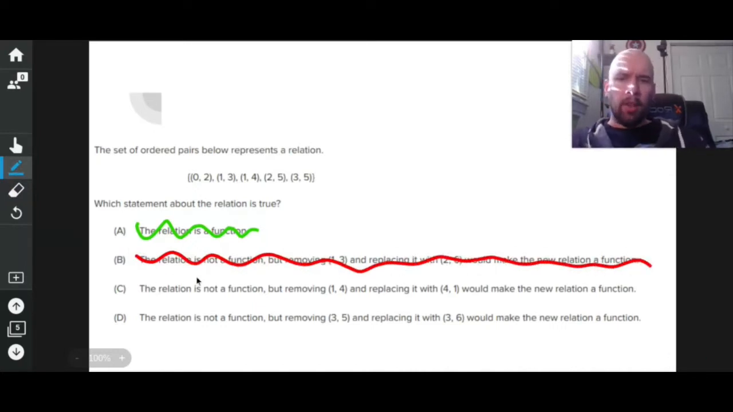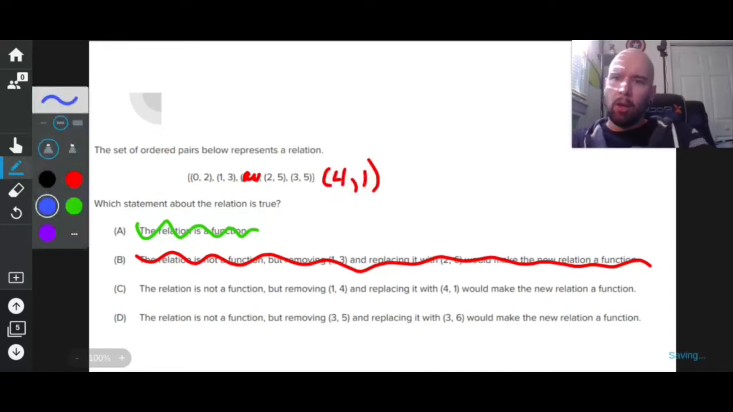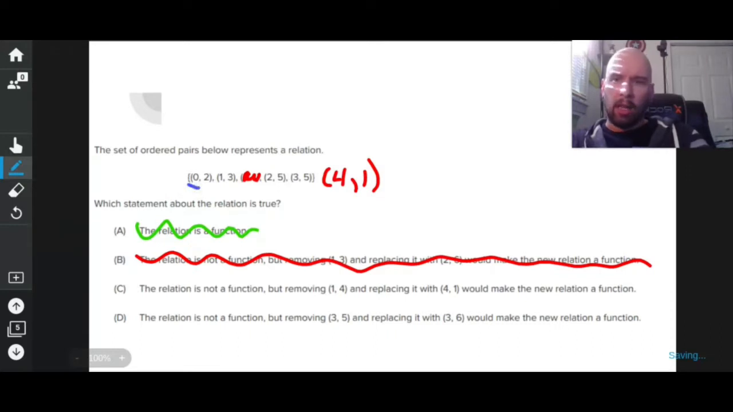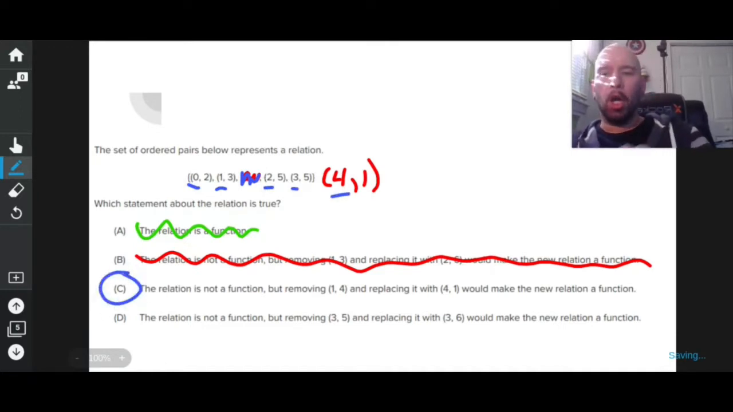The relation is not a function, but removing (1, 4) and replacing it with (4, 1) would make it a function. Okay, so let's see what I've got here. Let's see if any of my x values repeat now. 0 is not used as an x again. 1 is not used as an x again. 2, 3, 4. It's a function!